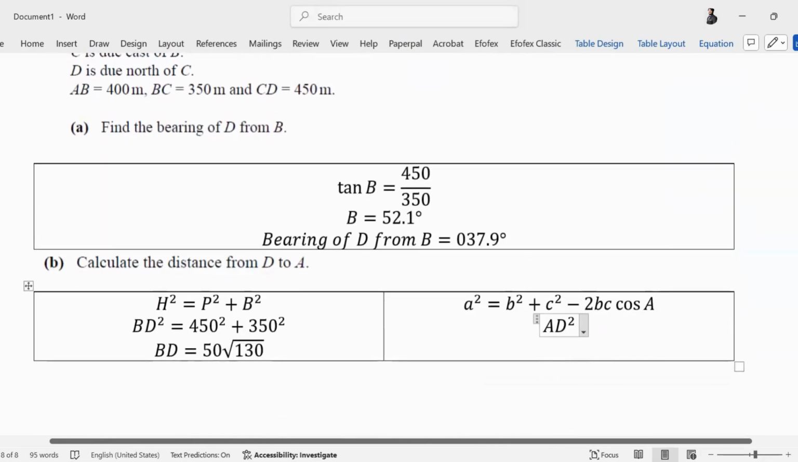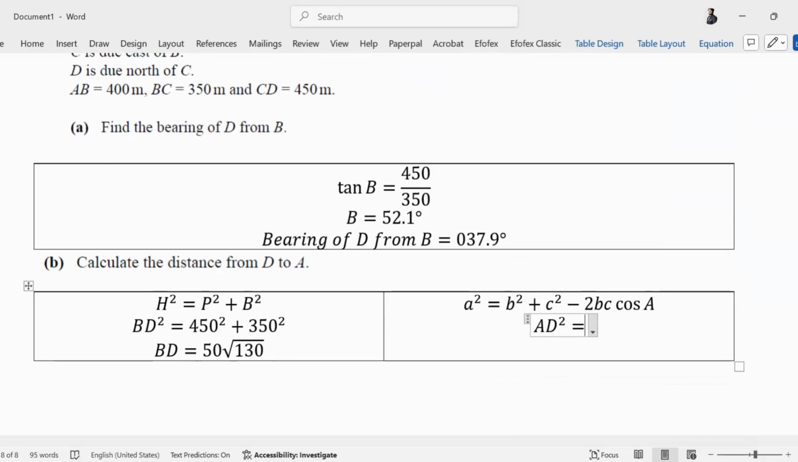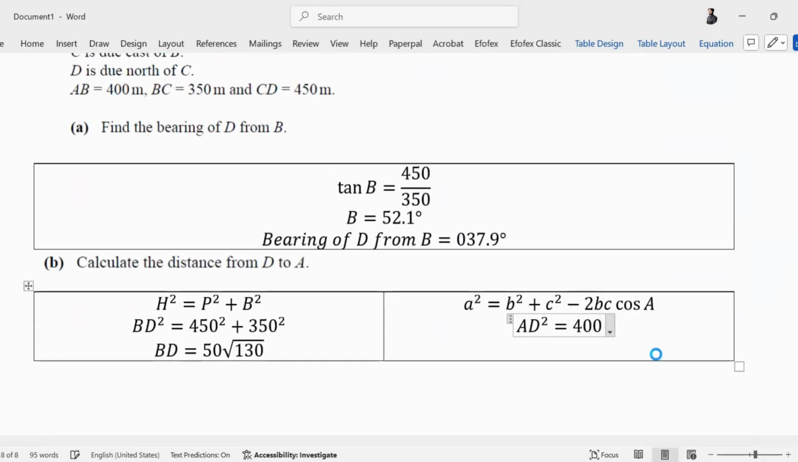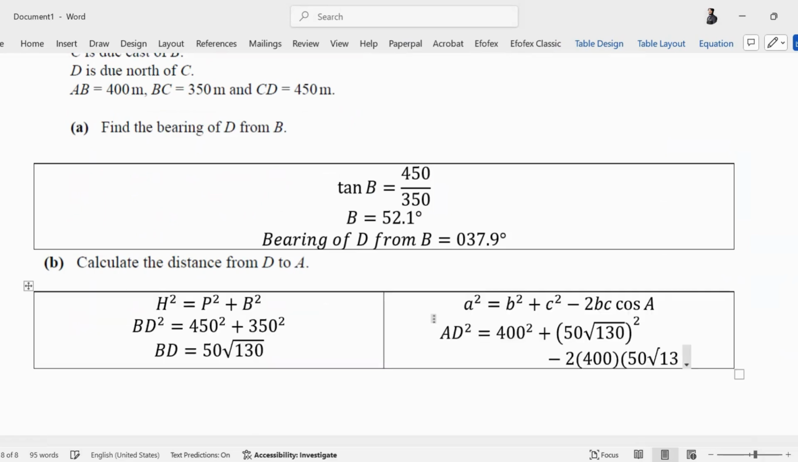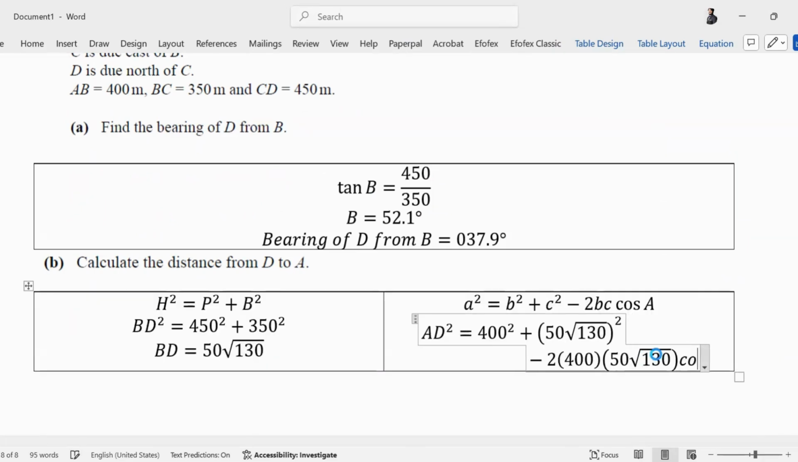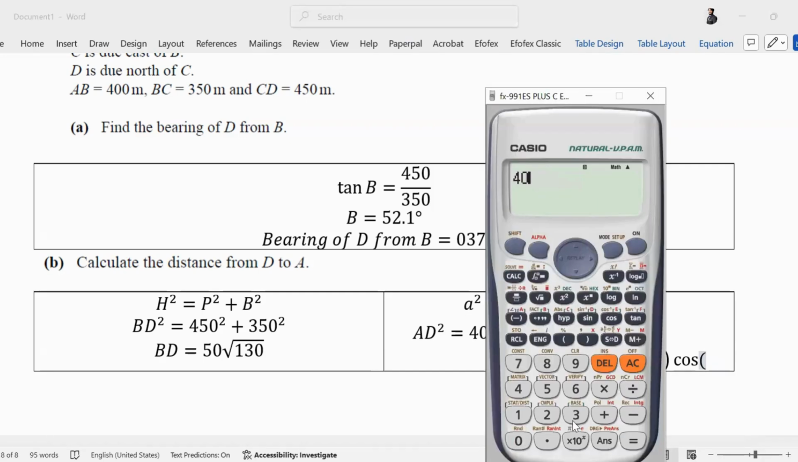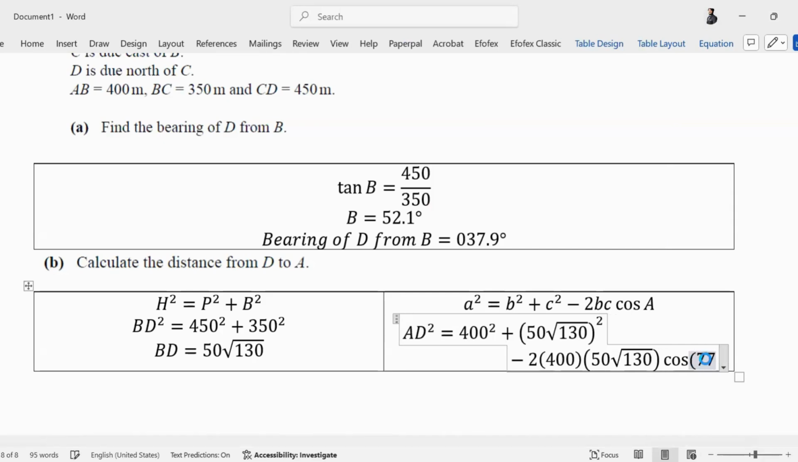So AD square is, one of the sides is 400 and the other is 50 root 130. So 400 squared plus 50 root 130 squared minus 2, 400, 50 root 130 cos of 40 plus 37.9. Can do that. 40 plus 37.9 and the answer is 77.9.